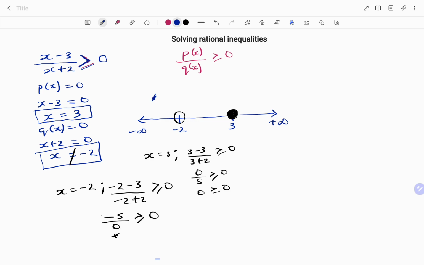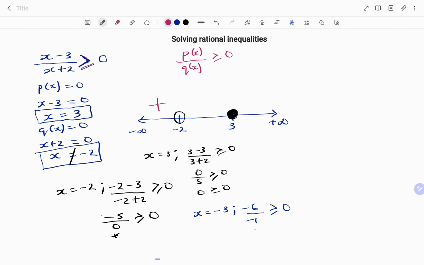Let's try the first region. In this region, let's pick the point x equals minus 3. If we slot it back into the inequality, we have minus 3 minus 3, that's minus 6, over at the bottom, minus 3 plus 2, that's minus 1. If we divide minus 6 by minus 1, we're going to have a positive value here. So for this region, our value is going to be positive. Let me put this as positive. I'm going to use my red symbol.